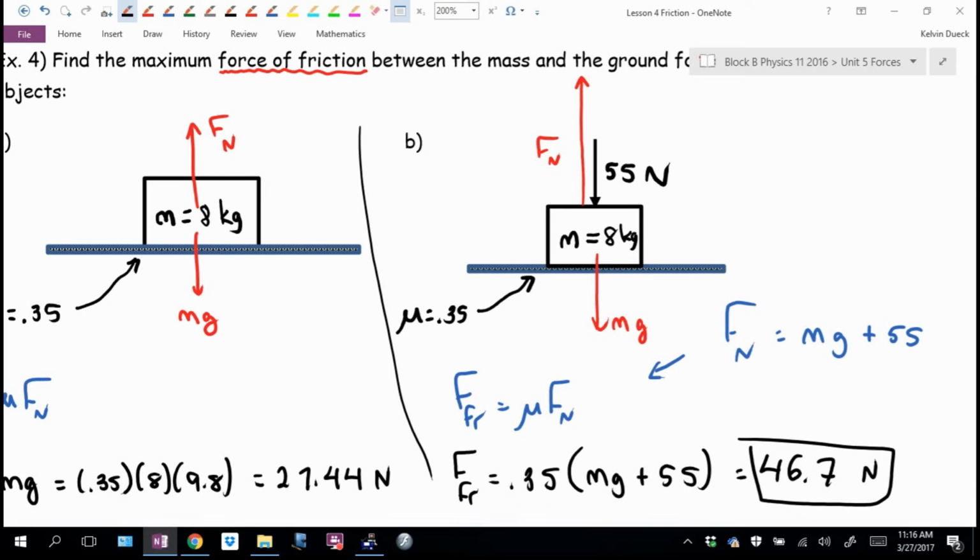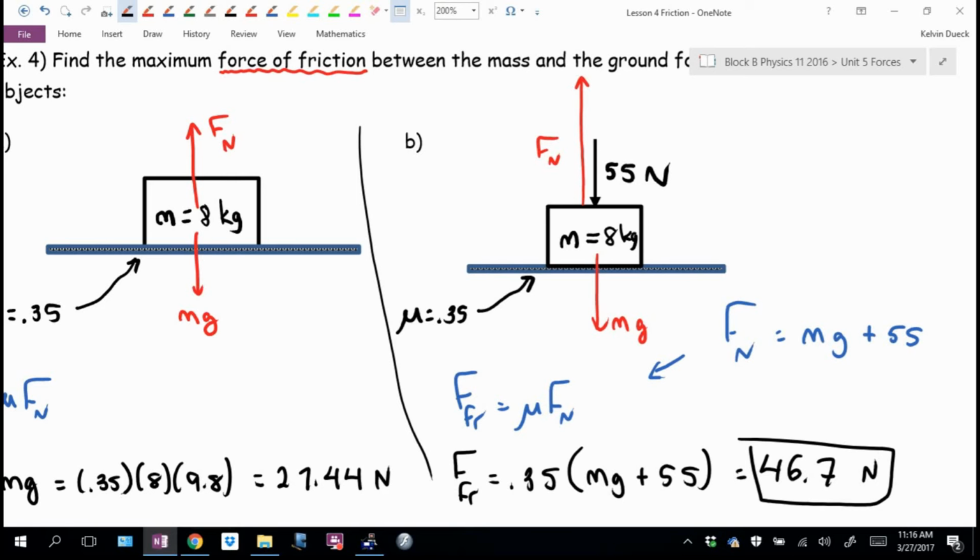Now, let's suppose I pull on this with 40 newtons. Will it move? No. How big is friction? 40 newtons, not 46.7. Friction will always just match me. Let's suppose I pull on this with 42 newtons. Will it move? How big is friction? 42 newtons in the opposite direction.